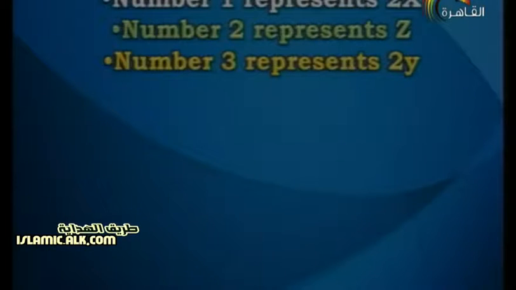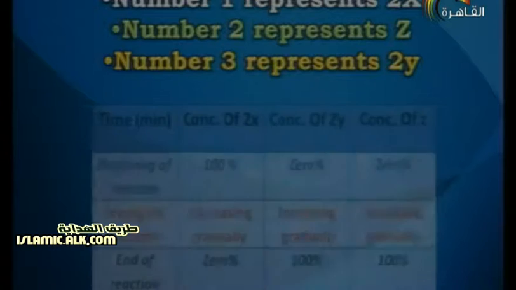So number 1 represents 2X. Why? Because number 1 is what? This is the reactant, number 1. And number 2 represents Z. It's very easy to know this. And number 3 is 2Y. So this is the type of the question. Let's go to see another part here.